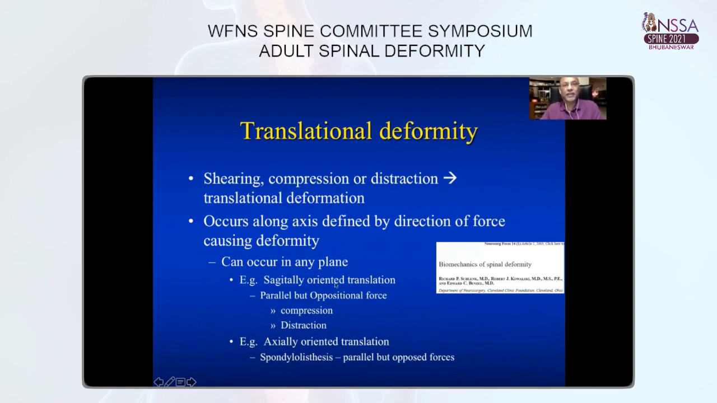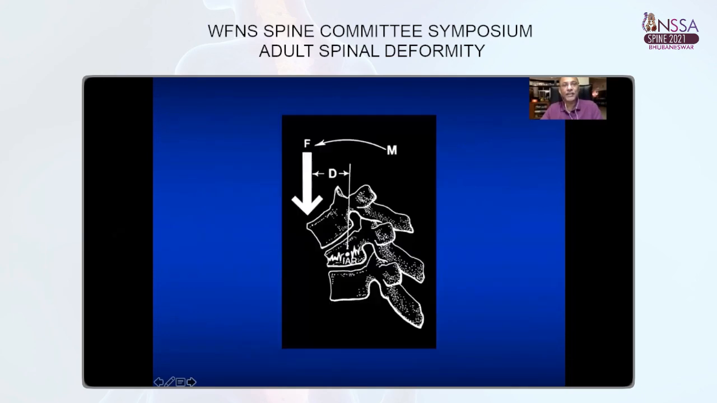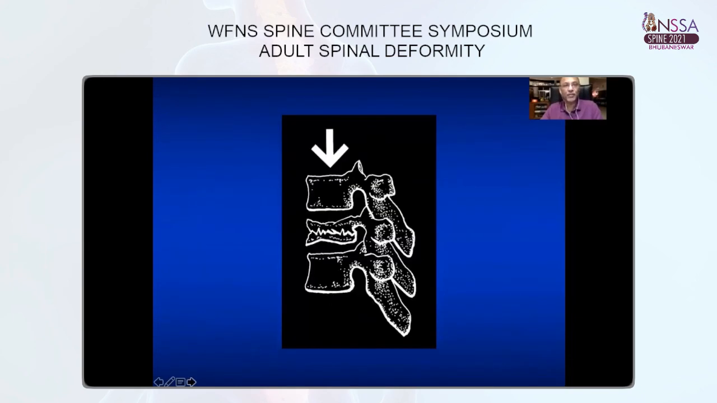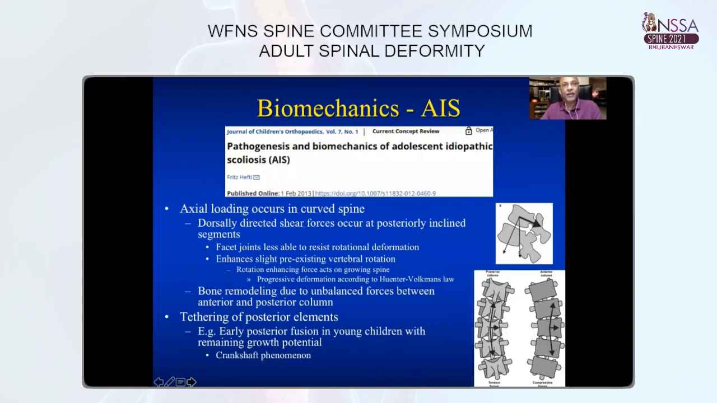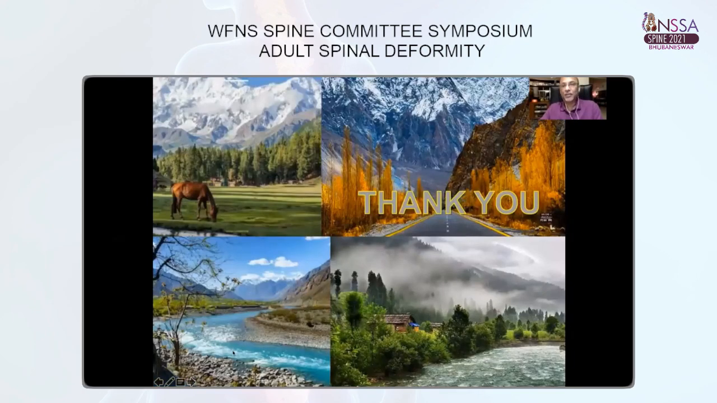Translation deformity can be sagittally oriented, causing compression and distraction. And if it's axially oriented, it will cause spondylolisthesis. So compression anteriorly will cause kyphosis, where if there is compression on the top, it will become shortened. The biomechanical pathogenesis could be due to tethering of the posterior elements, and early posterior fusion in young children will leave growth potential anteriorly to cause the crankshaft phenomenon. And that's why you can get deformity because of this. So this is just a brief summary, and I thank you all for listening.